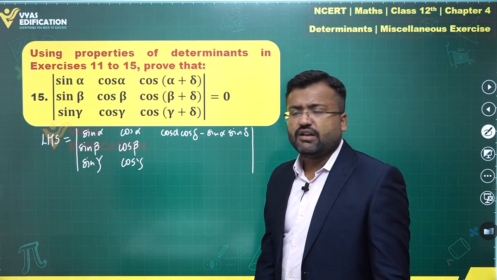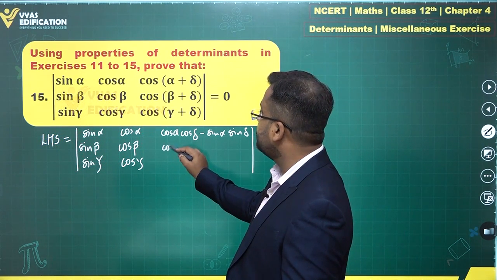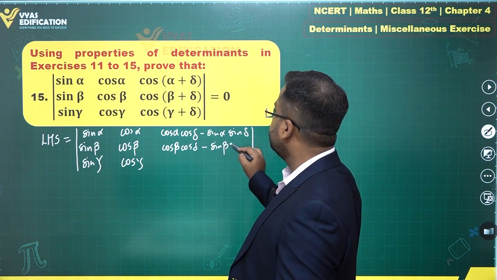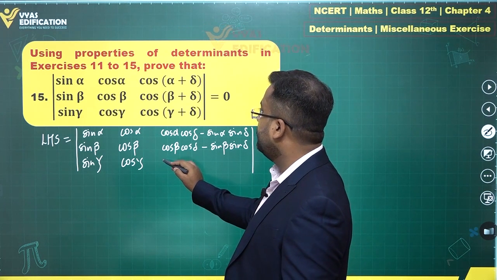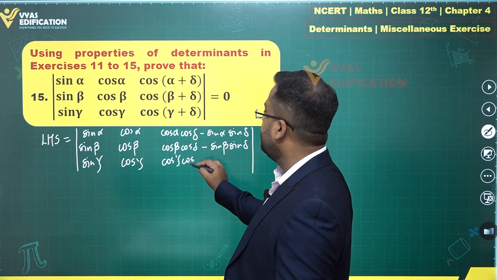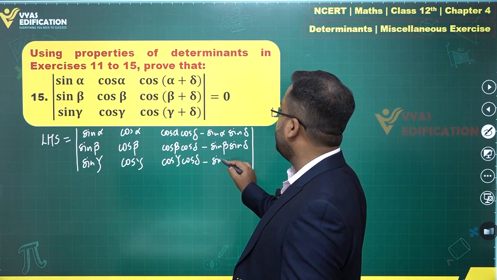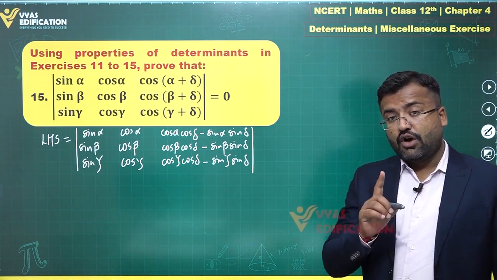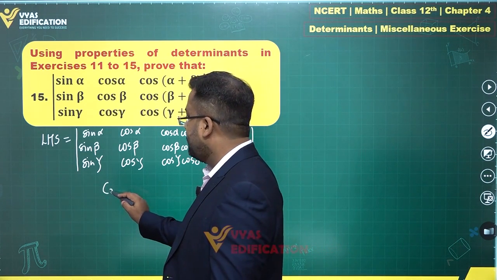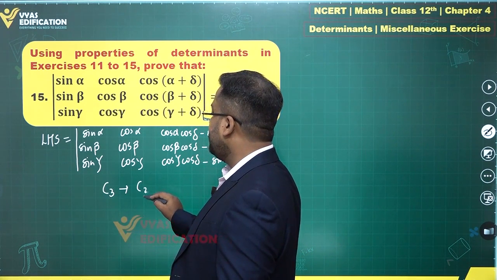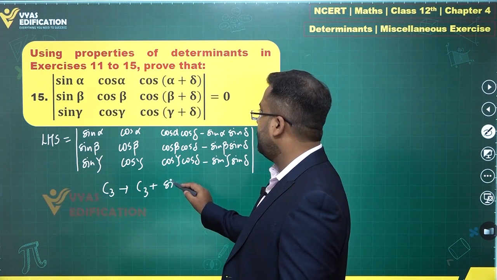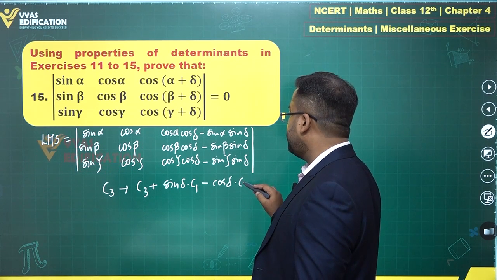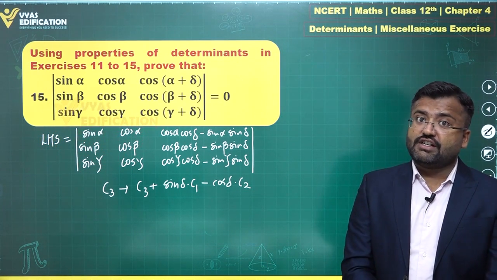Will I get similar thing over here? Yes, maybe. This is cos beta, cos delta minus sin beta, sin delta. Similar terms. This is cos gamma, cos delta minus sin gamma, sin delta. And now observe, I want to replace C3 by C3 plus sin delta times C1 minus cos delta times C2, and that's an important step.